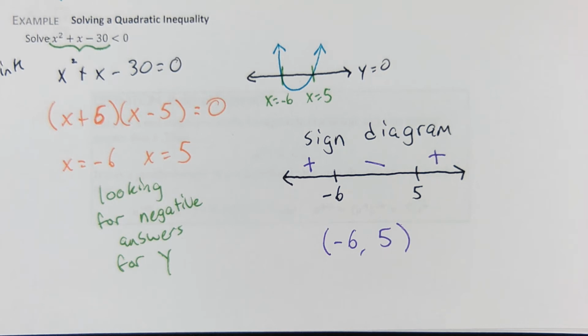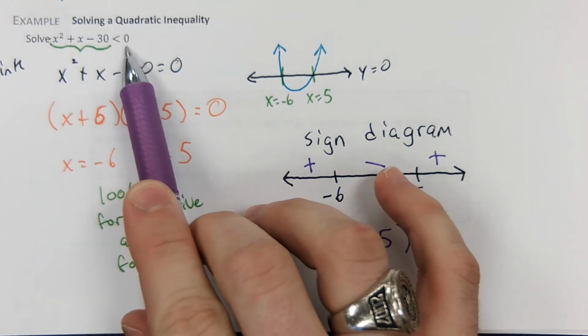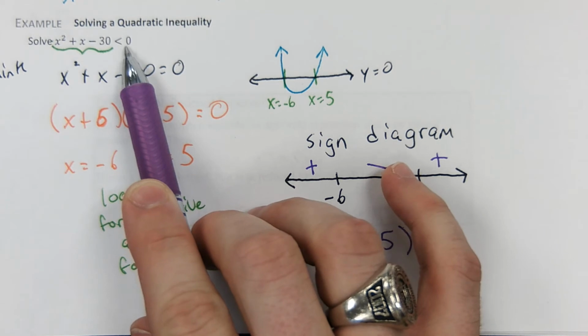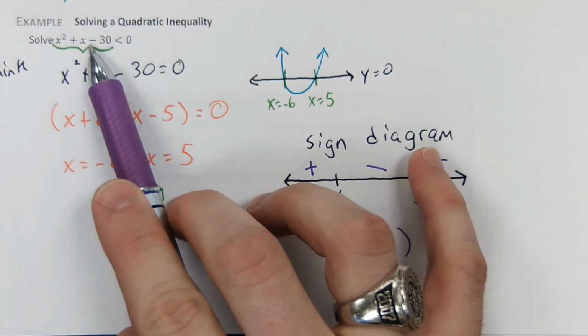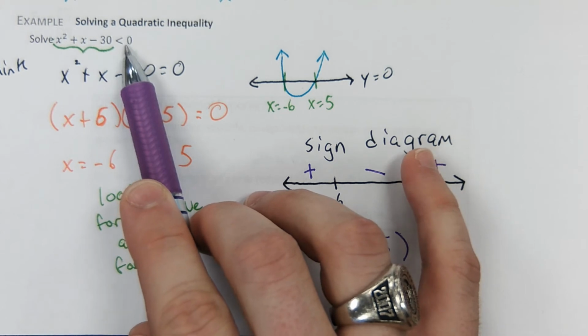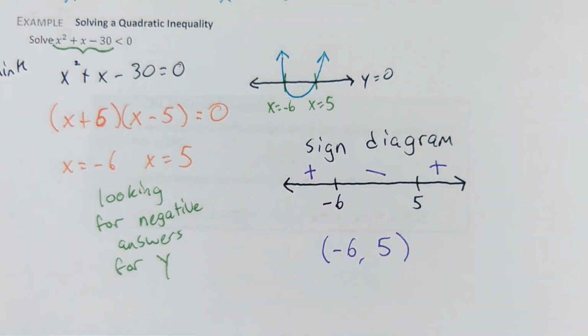Yes, ma'am. So you want the numbers that are less than -6 and bigger than 5? No, we want the y values that satisfy this condition, less than 0. This is what we were hunting for. When are this thing's y values going to be less than 0? Not seeing it, are you? It's okay. If you just saw -6, 5, how do you know what that means?